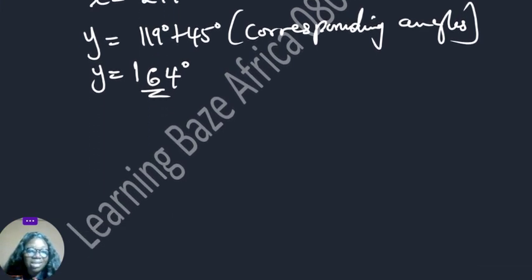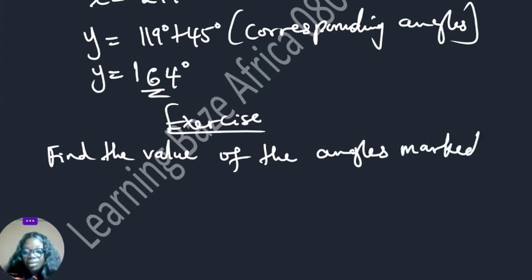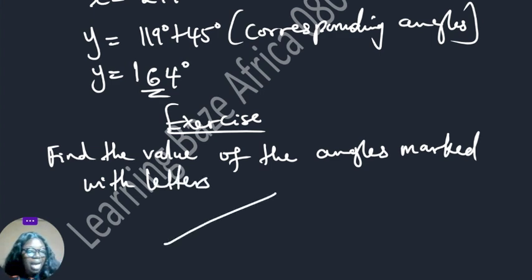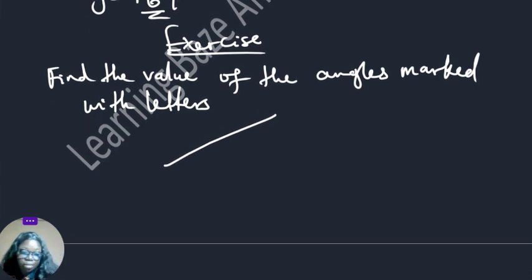Now this is your exercise. We have learned, and I want to see how far you have understood. Now you're going to do this. Find the value of the angles marked with letters. I'm going to give you parallel lines also with a different transversal.